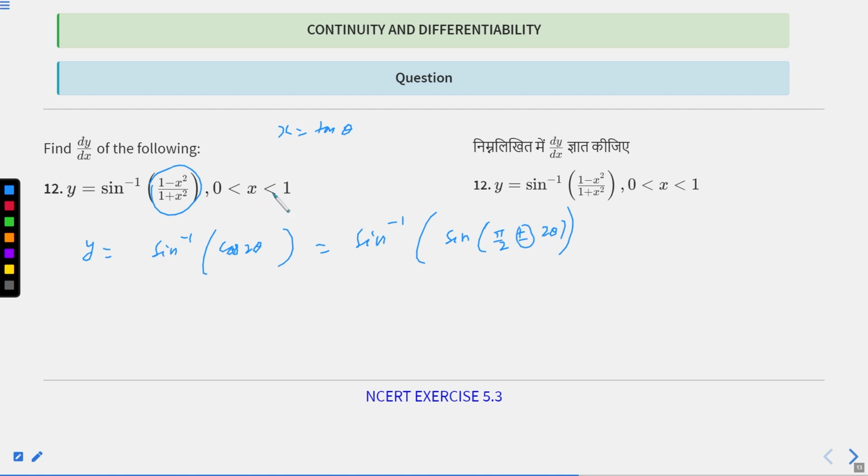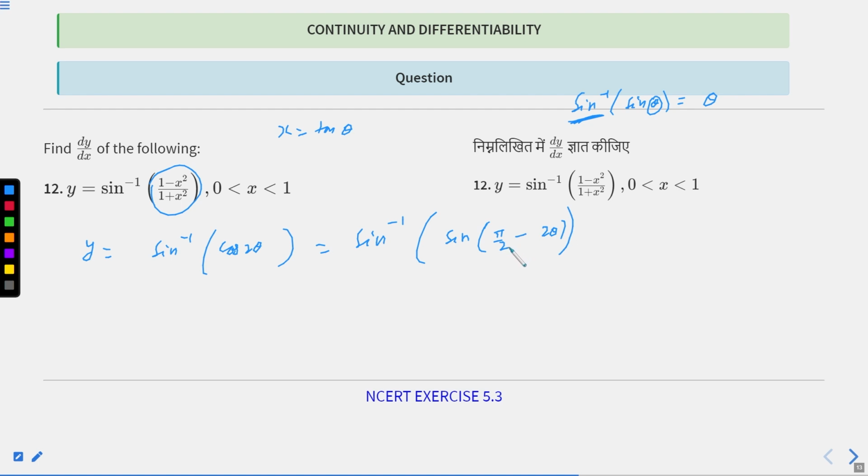Why? If you don't know, the sine inverse of sine theta will be theta only when this theta belongs to the principal value branch of this function. So we will use the respective thing. You will know which one we will use. We will use the minus.